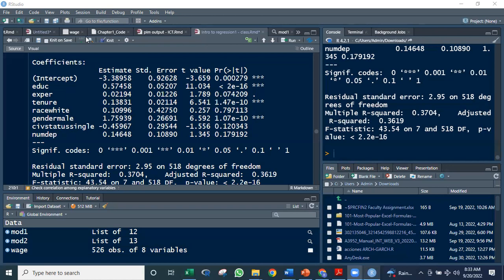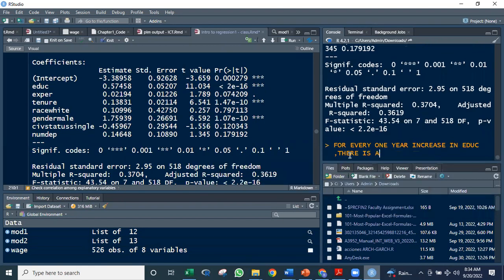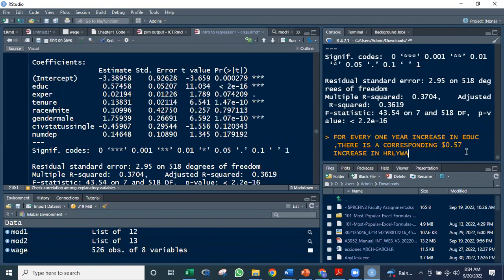first question, will education form part of your regression model? Yes. It's statistically significant, even at 0.001, with 3 stars here. So the meaning of 0.57 is that for every 1 year, because education is in terms of years, for every 1 year increase in education, there is a corresponding $0.57 increase in hourly wage, ceteris paribus.